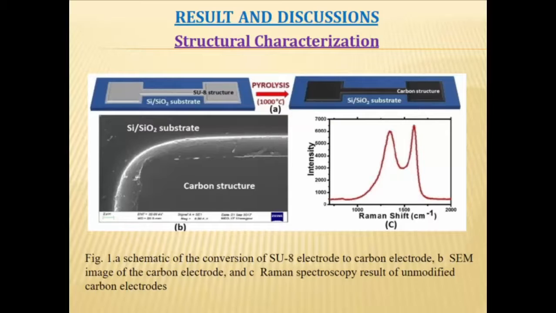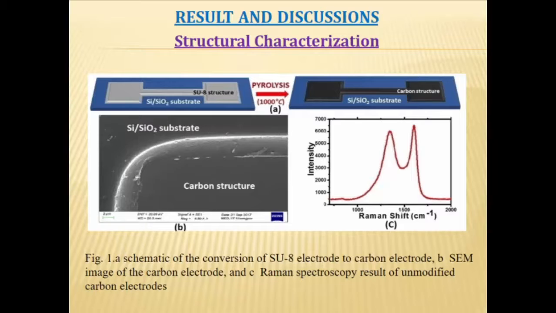This is the schematic, where this is the SU8 structure, and after conversion it will look like that. The structure will remain the same, but there will be a shrinkage from the side walls as well as from the height, because all the other non-carbon atoms have been removed. So you can see this was the initial top area of that structure, but after carbon conversion it actually arrived here.